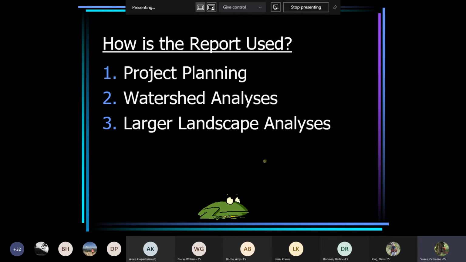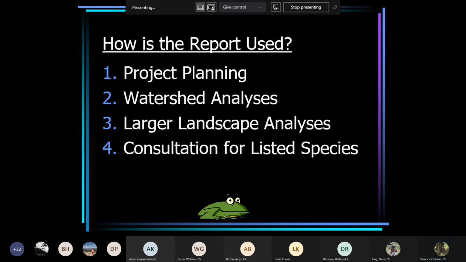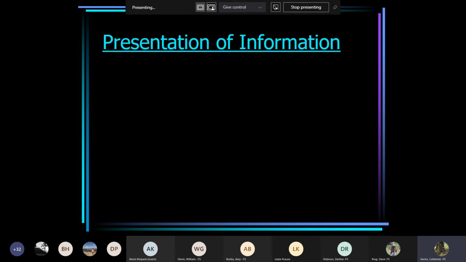We have larger landscape analysis. We have wild and scenic river plans. There's a ton of different analysis going on that this data supports. We have consultation for listed species. A lot of our streams have anadromous fish, Chinook, coho, listed fish, it could be listed amphibians. We collect all of that information because we're the ones out there hitting the ground, and that information is really important.